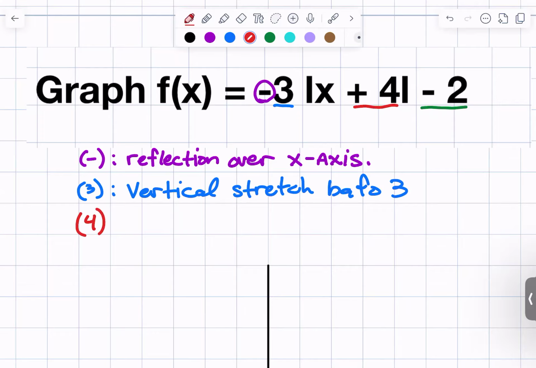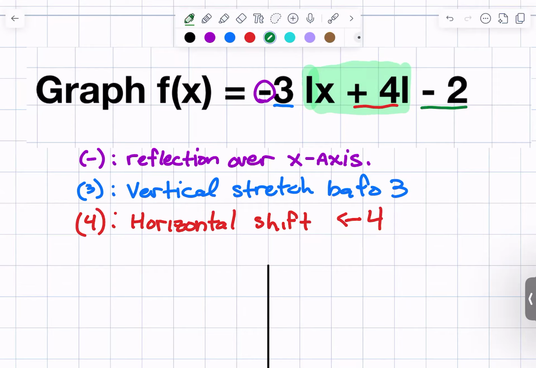The 4 is on the inside, and if you can't decipher if it's on the inside or the outside, go ahead and highlight what's inside. Okay, and if you highlight the 4, awesome. That means that it's horizontal because it's on the inside. Shift. And if it's horizontal, we have to go opposite our gut. So +4, you think it's going to move to the right 4.